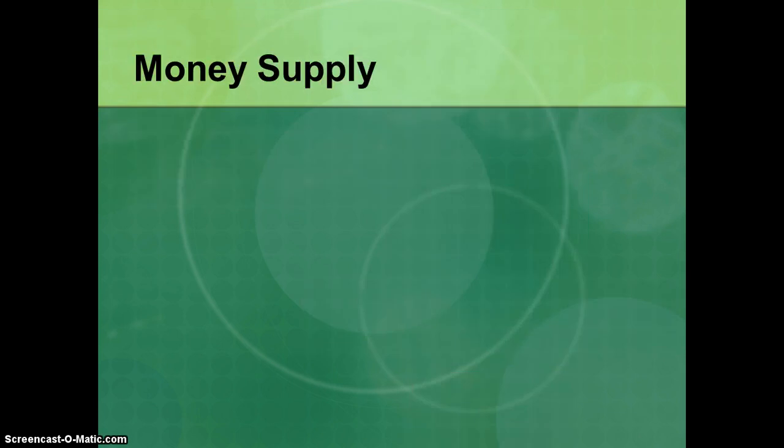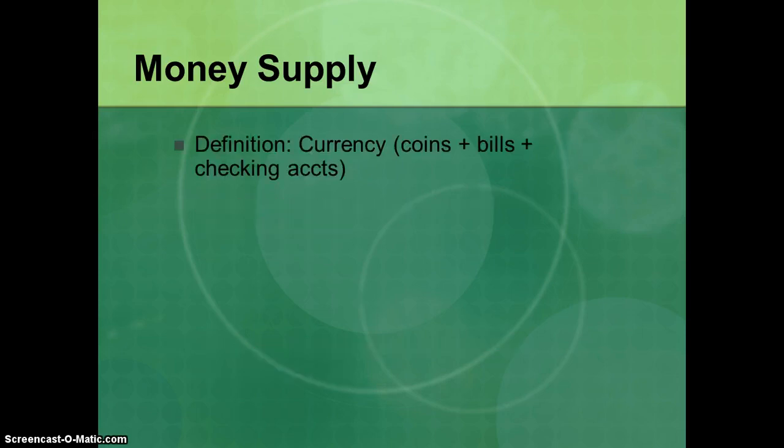The supply of money. So the supply, literally, of dollars and cents. The definition of money supply is currency. Currency is coins plus bills plus checking accounts, so everything in your debit account. Money supply is important for price stability. The P stands for price.